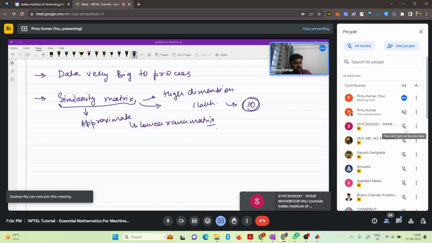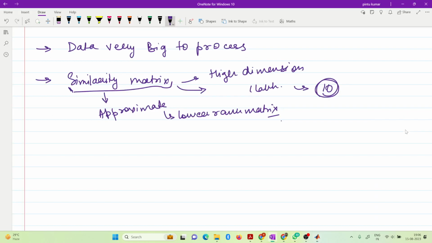Okay. So another thing that I mentioned here was, let's say you have a very big data set and you want a smaller matrix representation for your data set. Then also what you can do is you can do a low rank approximation.